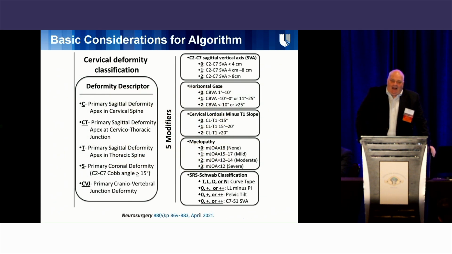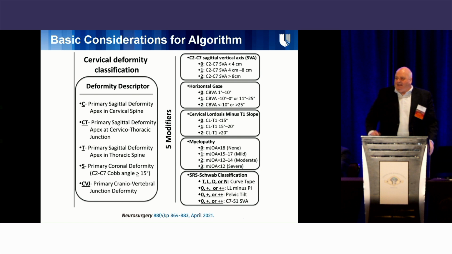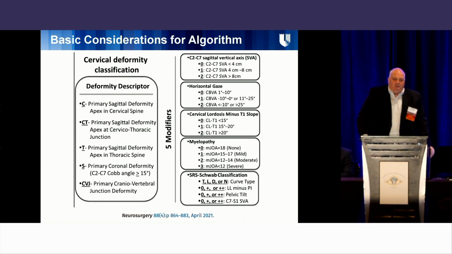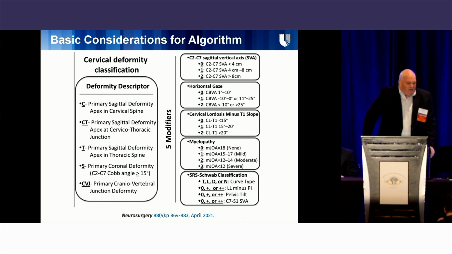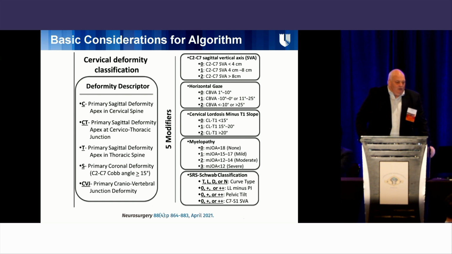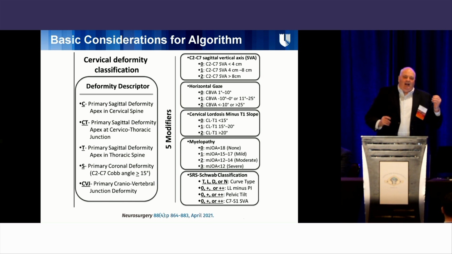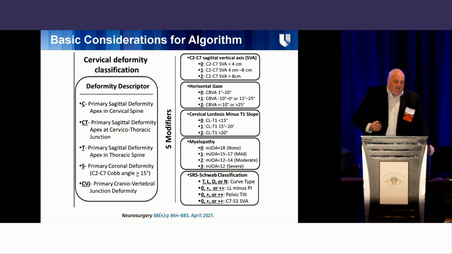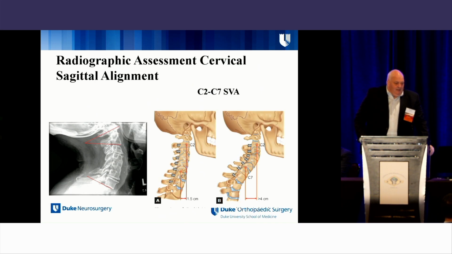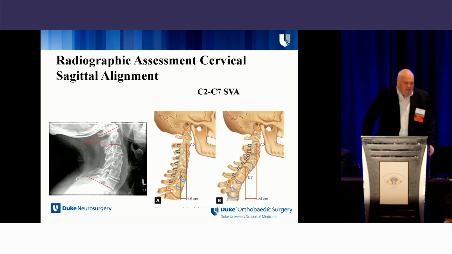Now, when we're developing an algorithm, we need to have a starting point. I think Adam gave you all these points, and Chris Ames did a phenomenal job putting them down as a deformity classification that looked at the C2-C7 SVA, the chin-brow angle, cervical lordosis, and myelopathy, but also realized that many patients with a supposed cervical deformity also have deformity elsewhere, and put in the SRS-Schwab classification. You've seen these things nicely outlined by Adam.